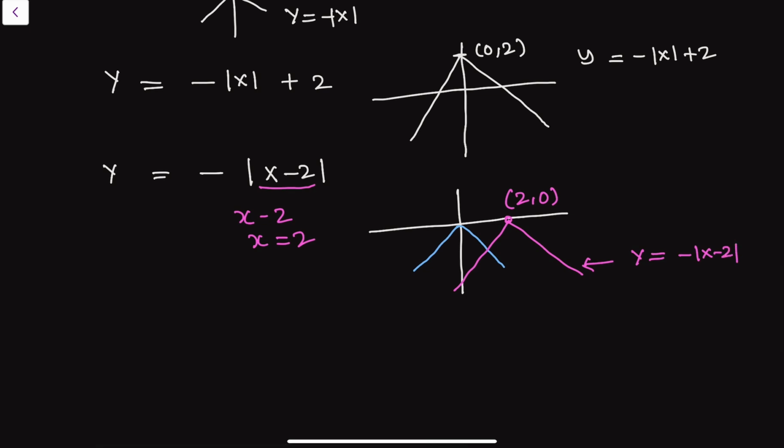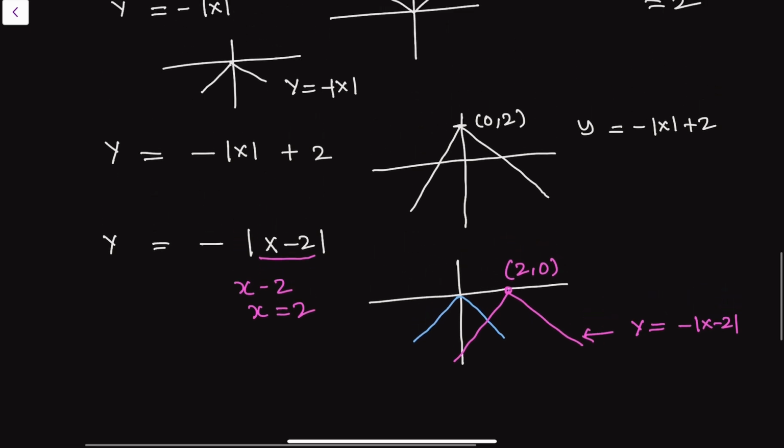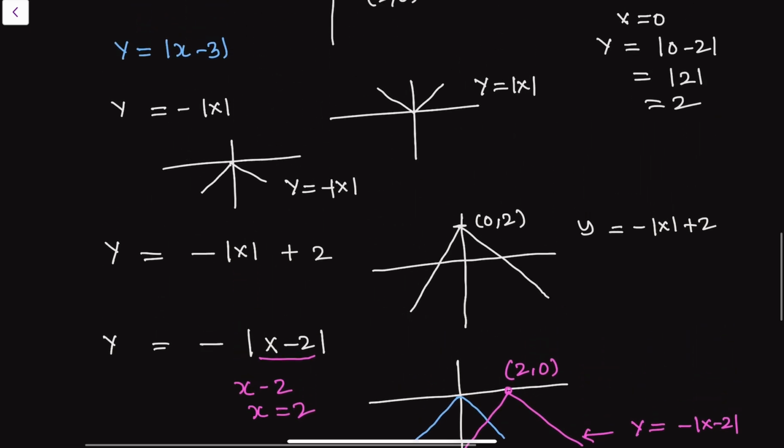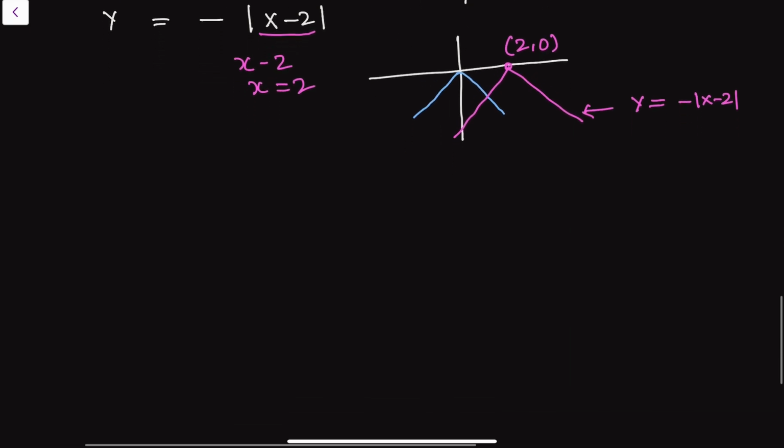So we have seen all the graphs of the modulus function, which are V-shaped, depending upon whether it opens up or opens down. If it is negative modulus x, then it opens down, and if it is positive modulus x, it opens up. Other than the modulus function, we can also look at solving modulus equations.